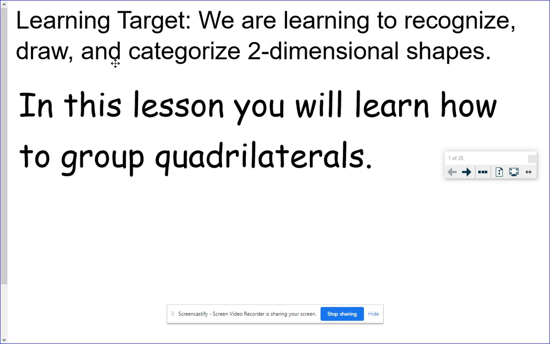Today's lesson is day one of classifying quadrilaterals. Our learning target is that we are learning to recognize, draw, and categorize two-dimensional shapes. In this lesson, you're going to learn how to group those quadrilaterals.